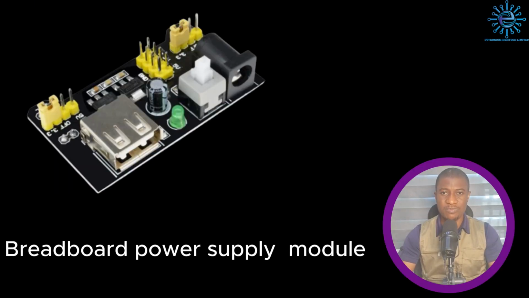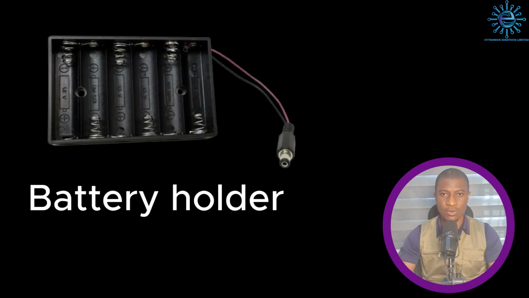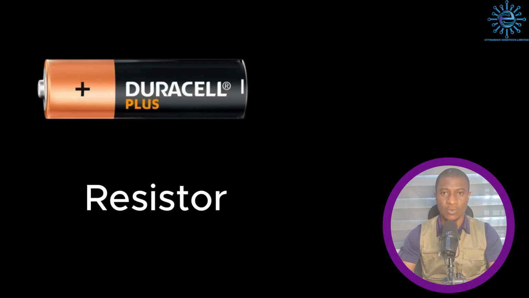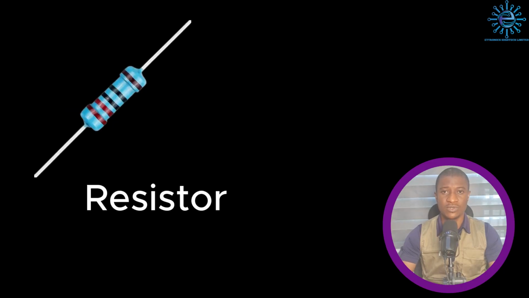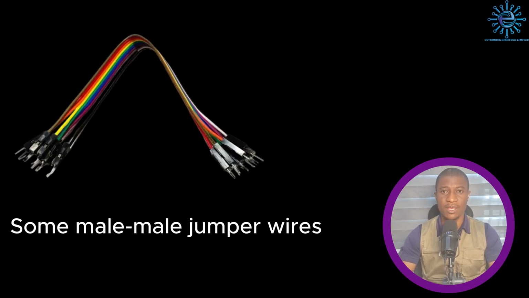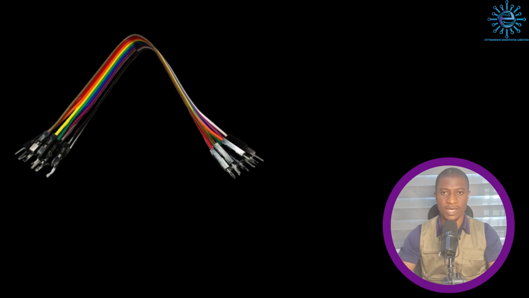They are a breadboard power supply, a battery holder, 6 AA 1.5 volts batteries, one 220 ohms resistor, a switch, one LED or light emitting diode. You can use any color of your choice, and some male-to-male jumper wires.